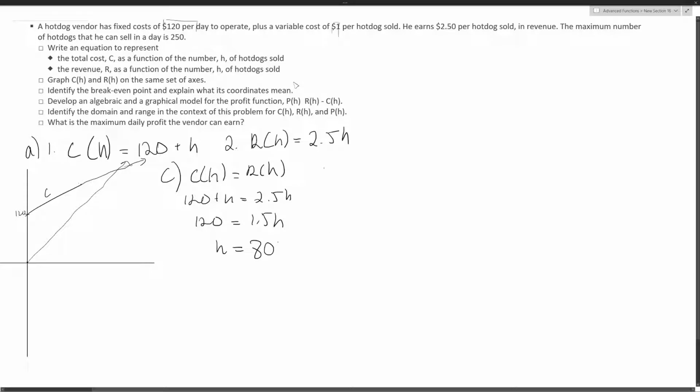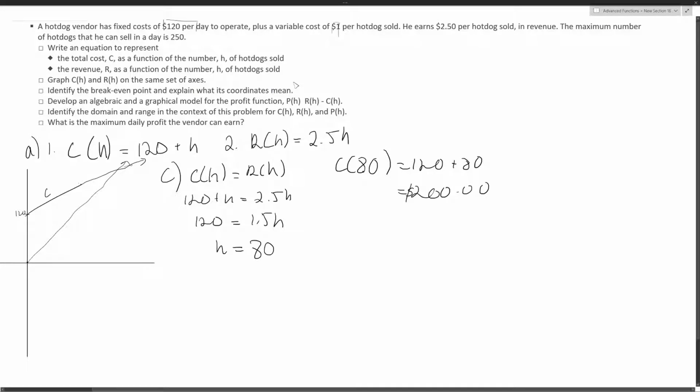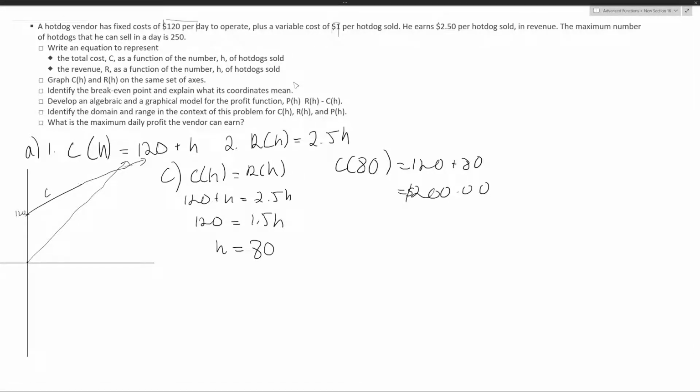We can figure out what that value is. So again, let's just substitute into one of these functions. I really like this one, so for example, C of 80 is equal to 120 plus 80, which is equal to $200. So then we could say that when the vendor sells 80 hot dogs, his costs and his revenues are the same at $200. Next, it's asking us to identify the domain and range of this function.